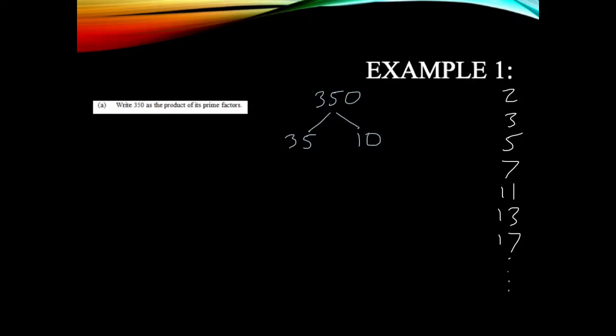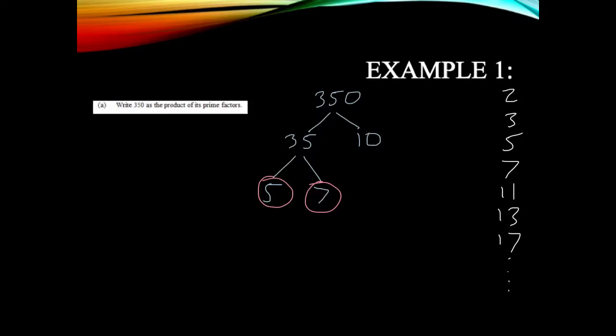Okay, so 35 and 10. 35 isn't prime, and nor is 10, and I know that 35 isn't because it has factors, or numbers that times together to make 35, that are not just 35 and 1. 5 goes into 35, and so does 7. Now 5 and 7 are on my list of prime numbers over here. So as soon as I've got a prime number, I'm going to circle it, and I'm going to now stop. I don't need to do anything else with that branch, but I am going to now look at the 10.